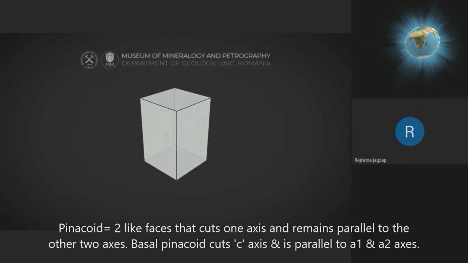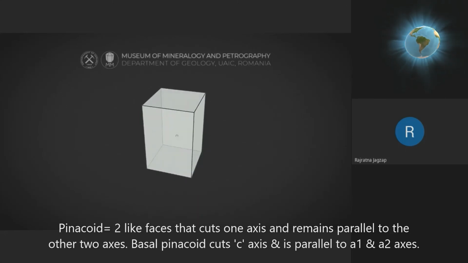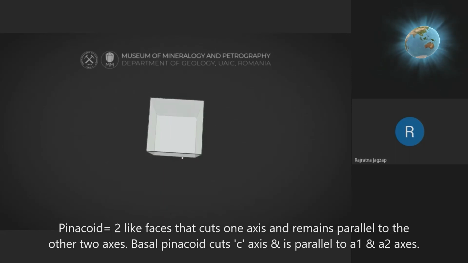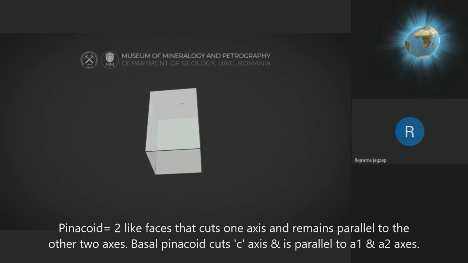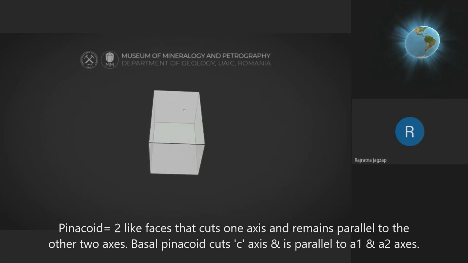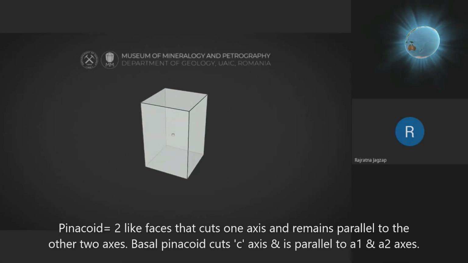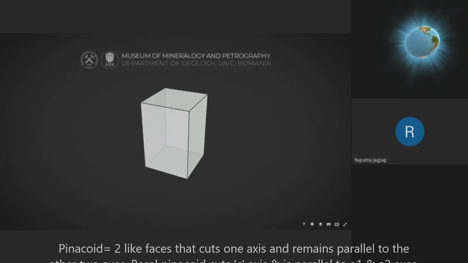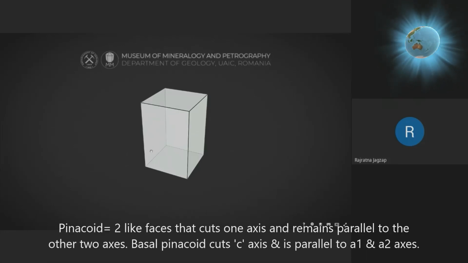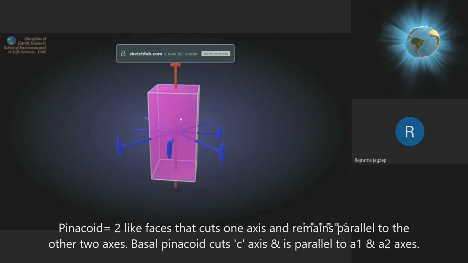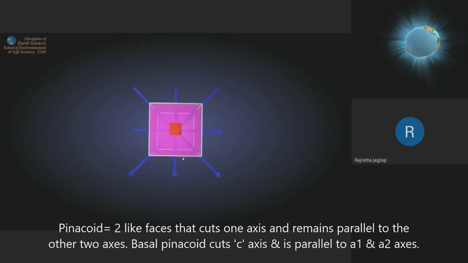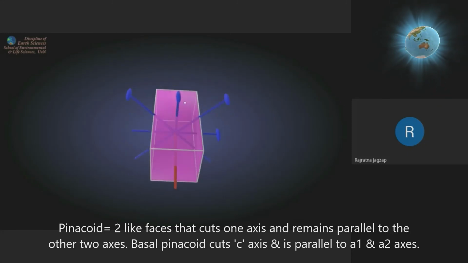So what is pinacoid? Pinacoid is the form in a crystal having two like faces or similar faces. You can see here top face and bottom face are like faces, and which cuts any one of the axes and remains parallel with remaining two. If it is a basal pinacoid, this cuts vertical axis and remains parallel with two horizontal axes, front to back and right to left. Here, top face and bottom face, these are the basal pinacoids.